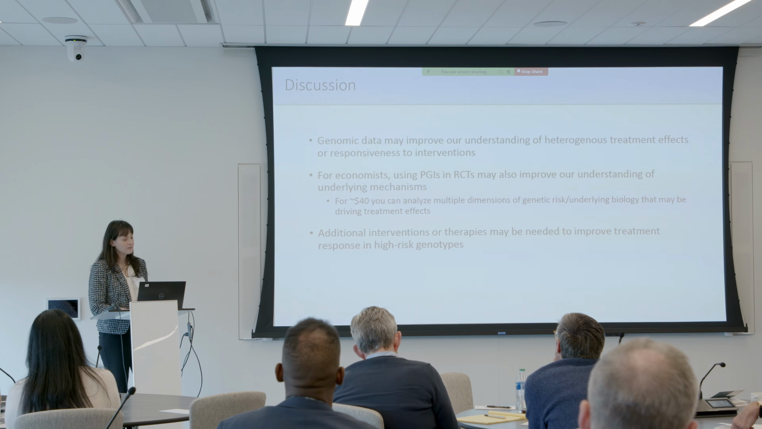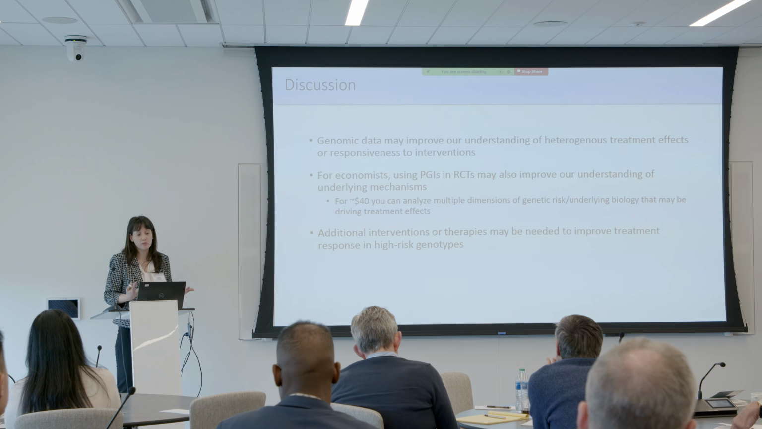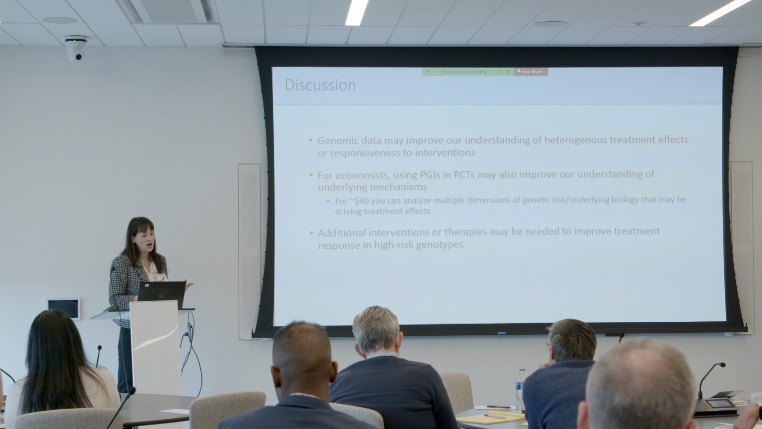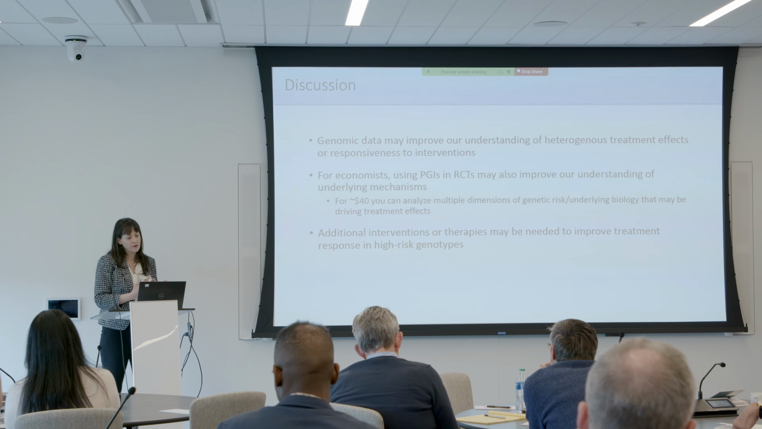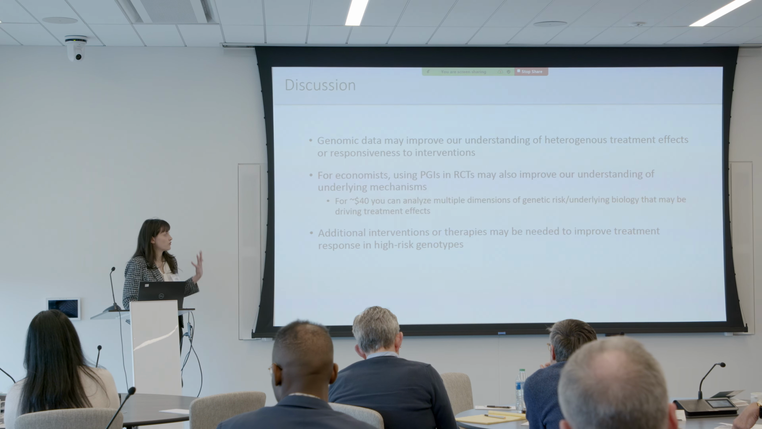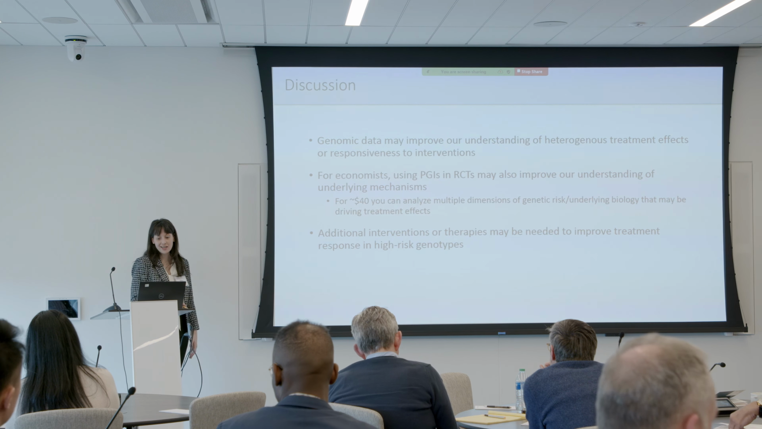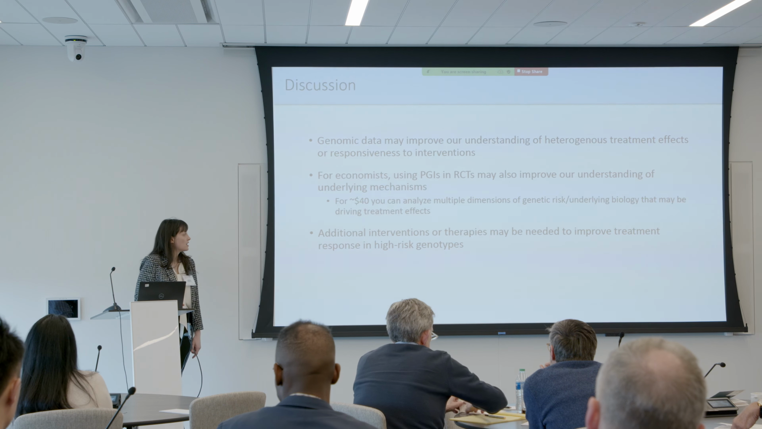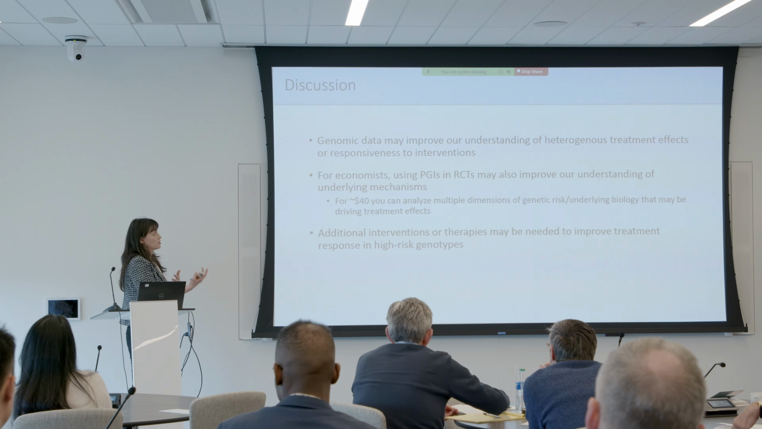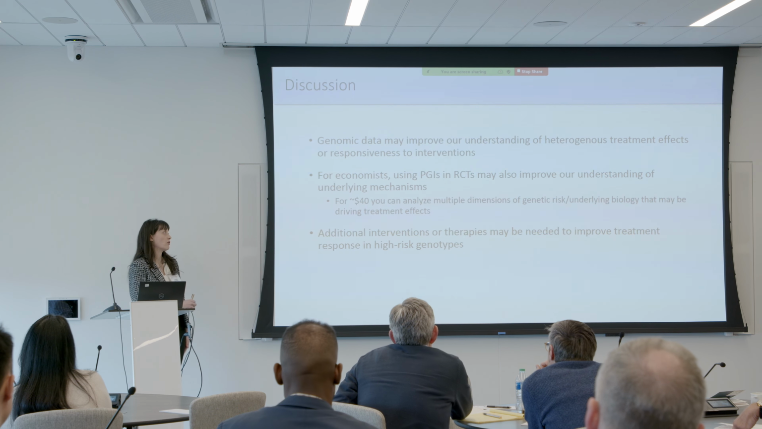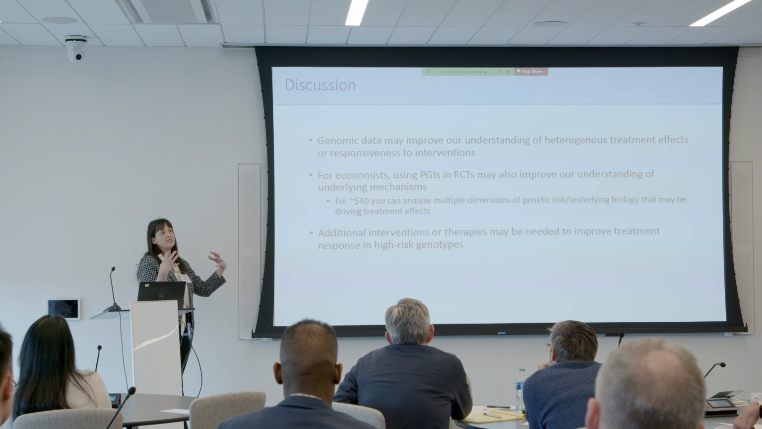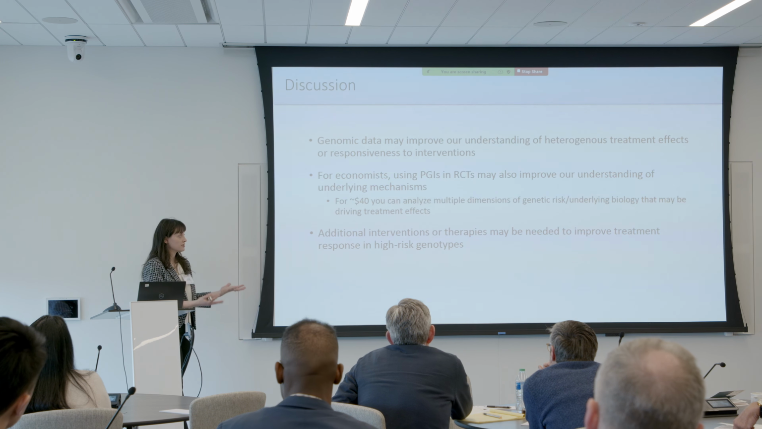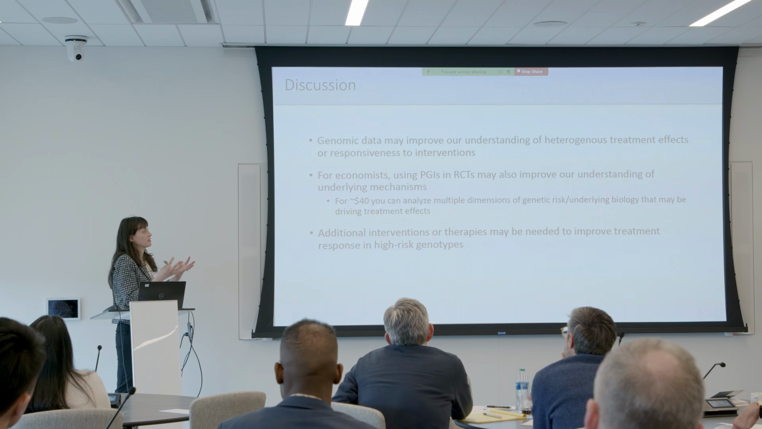So just to wrap up, I think this is a case study or an example of how genomic data could improve our understanding of heterogeneous treatment effects or responsiveness to interventions. For economists using PGIs and RCTs, it might also help improve our understanding of underlying mechanisms. For about $40, you can analyze multiple dimensions of genetic risk or underlying biology that may be driving treatment effects. So in this case, perhaps if you found an interaction between the depression PGI and the smoking intervention on smoking outcomes, maybe there's some indicator that the behavioral modification is also working through some genetic channels that are related to depression, which is also highly related to smoking. That's just an example I'm throwing out there, but it gives an idea of how we could use PGIs to help us dig a little bit deeper.